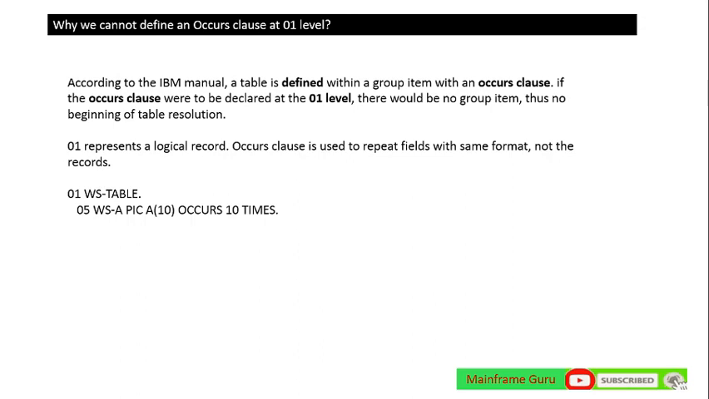Okay, and why can we not define an OCCURS clause at the 01 level? According to the IBM manual, a table is defined within a group item with an OCCURS clause. If the OCCURS clause were declared at the 01 level, there would be no group item, thus no beginning of the table resolution. 01 represents a logical record. The OCCURS clause is used to repeat fields with the same format, not the record. Like this has always the same field, but it has a record at the 01 level.